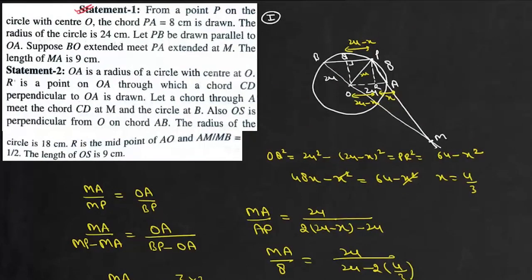So length of OS is 9 centimeter. That means this statement 2 is also correct. Now figure 2 is no way close to figure 1. So these two statements are correct independently. And answer to this question is both the statements are correct, but statement 2 is not a correct explanation to statement 1. That is, answer to this question is this option B.